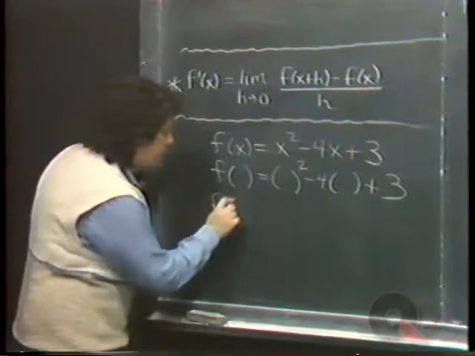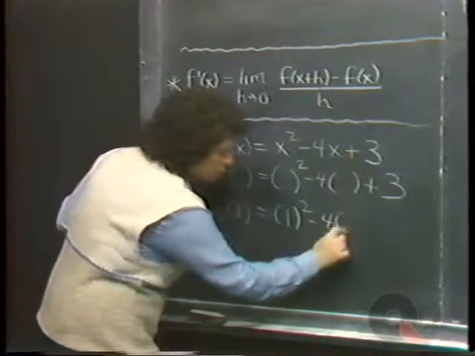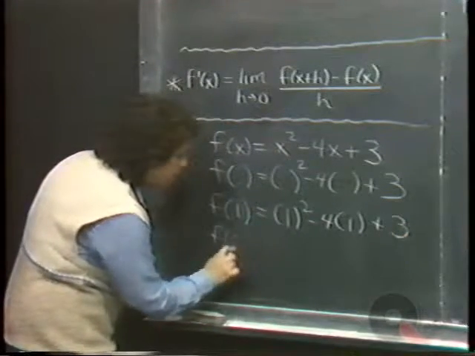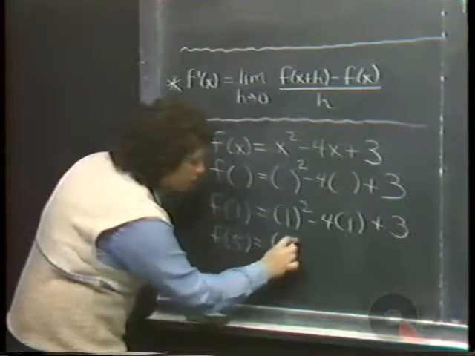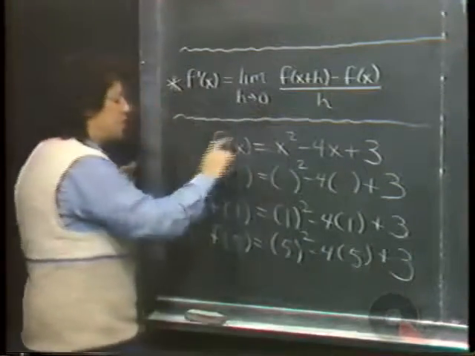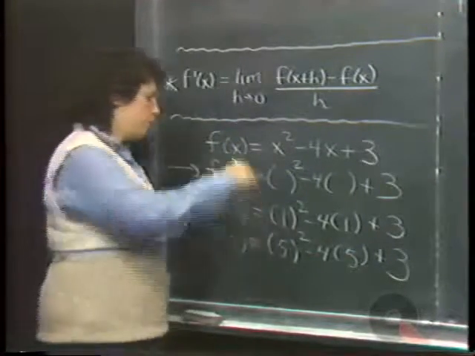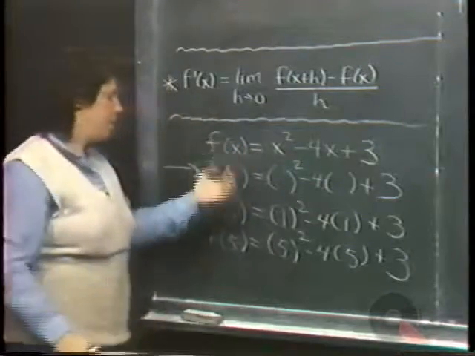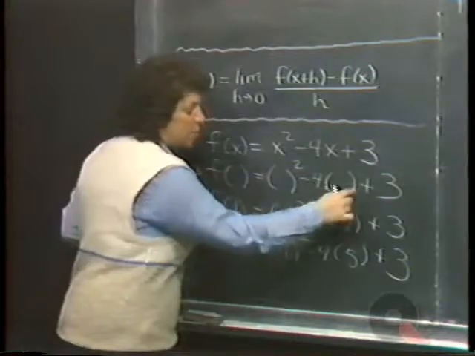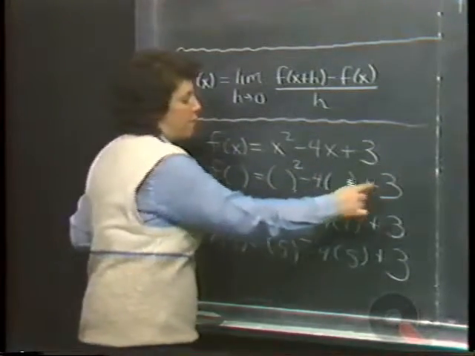For example, f of 1 would be 1 squared minus 4 times 1 plus 3. And f of 5 would be 5 squared minus 4 times 5 plus 3. This function has one role in life. If you want to evaluate at a certain number, you take that number, you square it, you subtract 4 times the number, and you add 3. f of anything is that something squared minus 4 times the something plus 3.